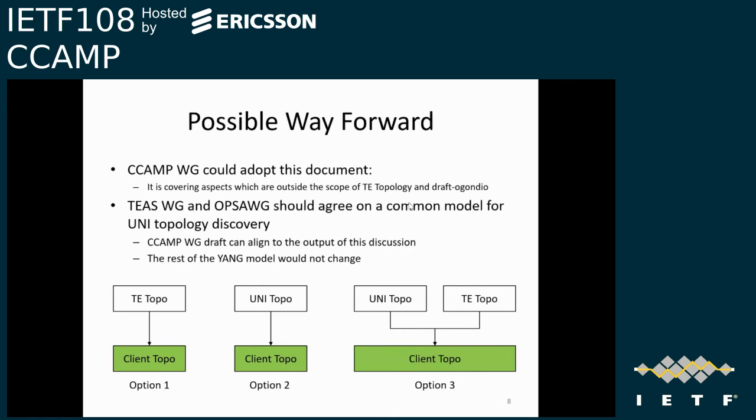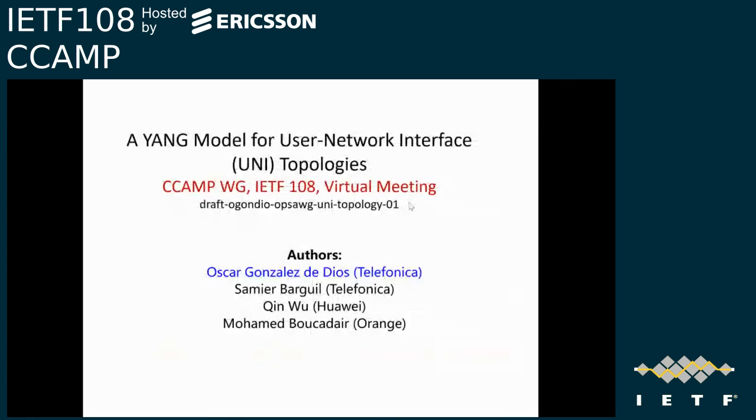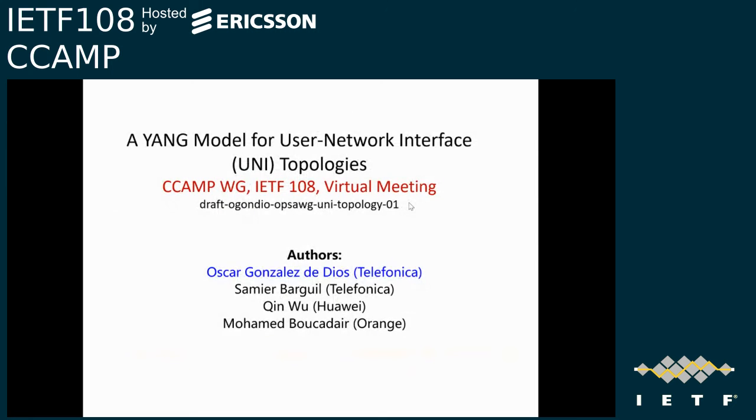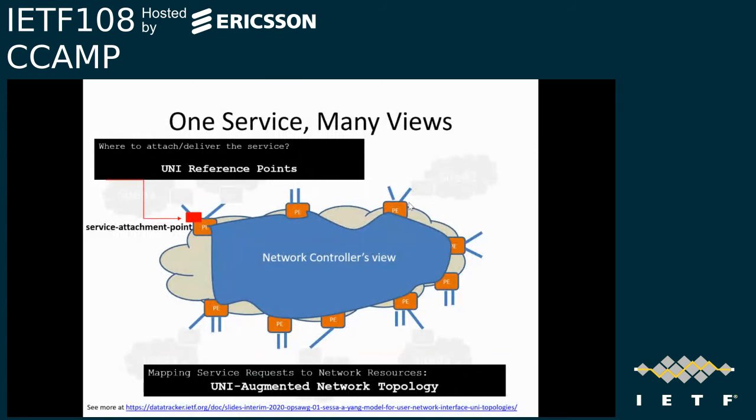The vast majority, almost all the code will be untouched by this decision. It's just how you implement it, because it's how you get the information on where the UNI is, rather than how you report the UNI capability, that will change by this decision. So that completes my presentation. I think we can pass to Oscar to describe a little bit more the client UNI topology.